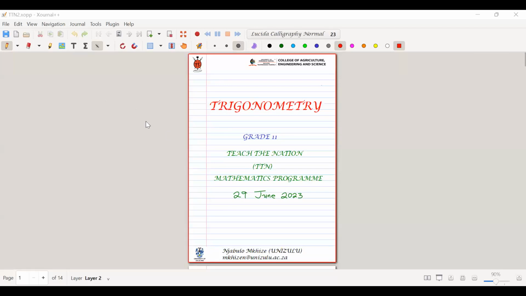I hope you can see my screen. Yes. Beautiful. So I'll try to hide on screen, especially when I'm solving these examples. But thank you for this opportunity. Let's hope that this lesson will benefit all the learners, everyone who's attending. My name is Njabulo from the University of Zululand. I'll be presenting trigonometry to grade 11.